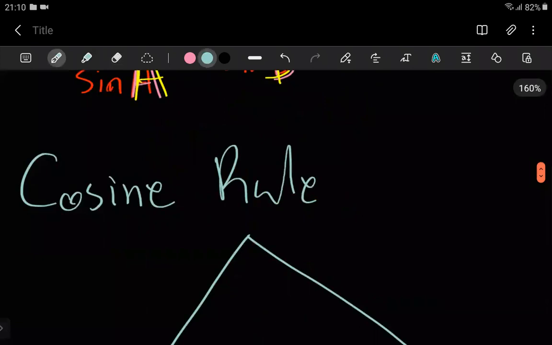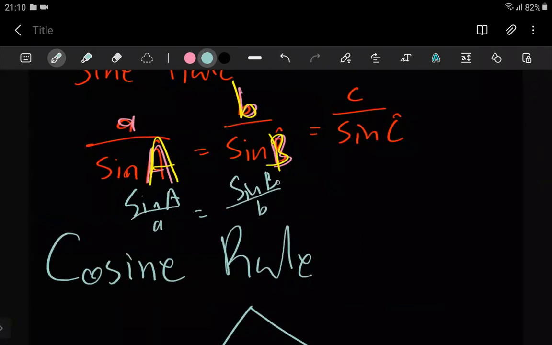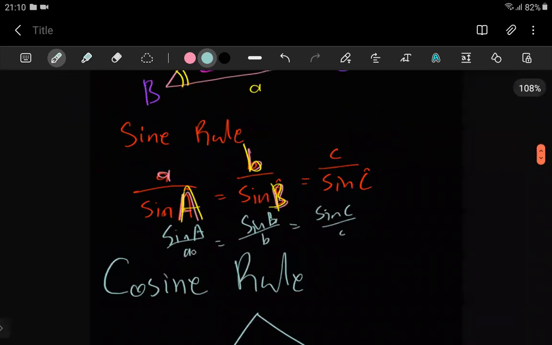Meaning this same formula, you can write it with sine A at the top with A at the bottom, sine B at the top, B at the bottom, sine C at the top, and then C at the bottom. Normally if you're working out an angle, you might want to have the angles on top. If you're working out a side, you might want to have the sides on top. It just makes it easier for you to simplify. But whichever way you do it, you will always get a correct answer.